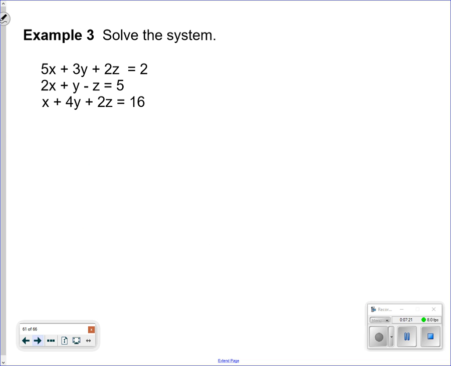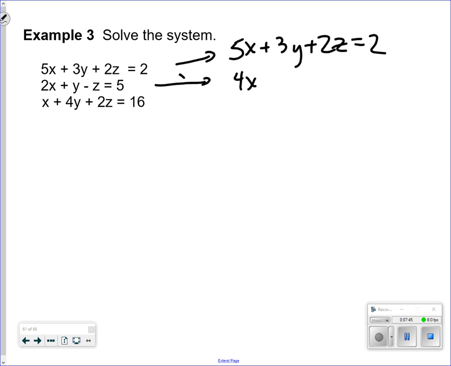Last one. I have an x, a y, and a z, and I want to get rid of one of the letters. Again, your choice on this. It doesn't make any difference. I see the z's kind of being somewhat simple, so I'm going to take the first equation and not touch it. So 5x plus 3y plus 2z equals 2. I'm going to take the second equation and multiply it by 2. So I'm going to take this one times 2. So plus 2y minus 2z equals 10.